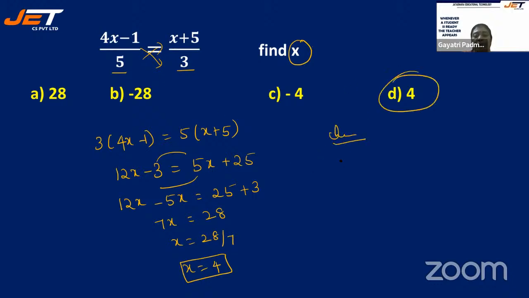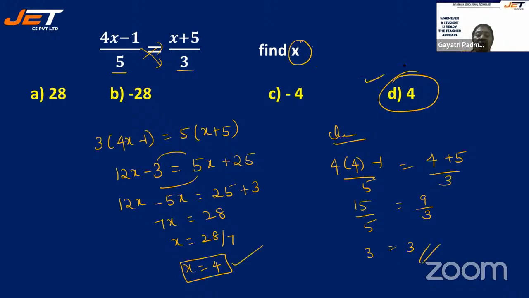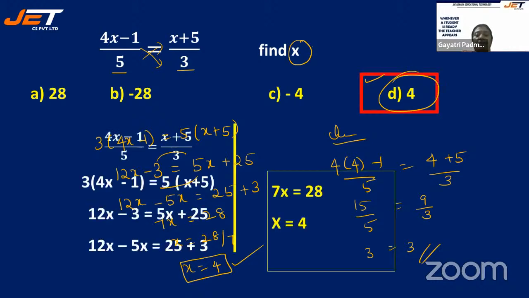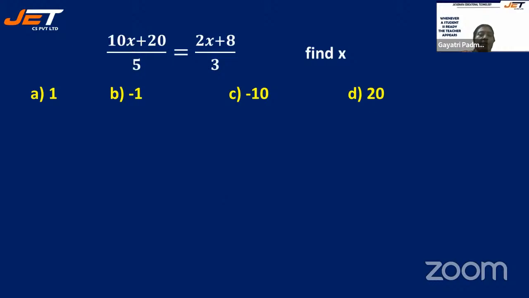So let us do the checking. 4 into x is 4 minus 1 by 5 is equal to 4 plus 5 by 3. So 4 4s are 16 minus 1 is 15 by 5. 5 plus 4 is 9 by 3. So 15 by 5, 5 3s are 15. 9 by 3, 3 3s are 9. Therefore, your answer is x is equal to 4. Option D is the correct one. So if you had opted for option D, then your answer is perfect. All right, students? Let's move on to the next sum.